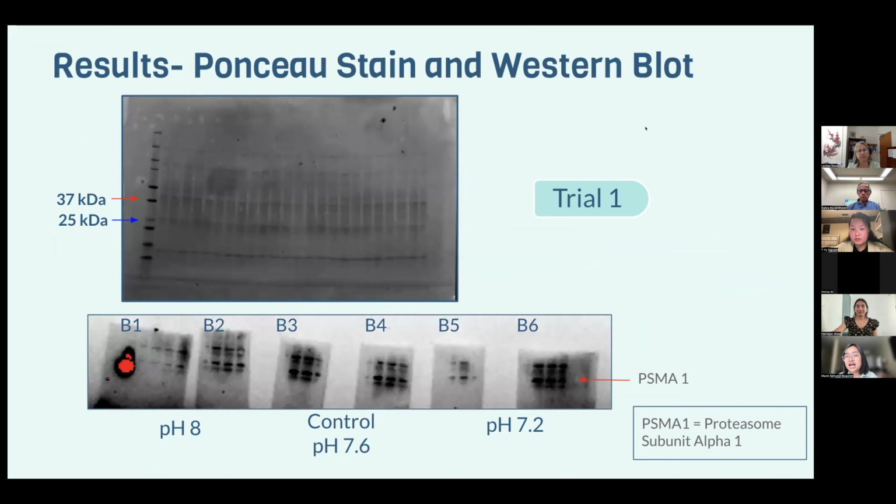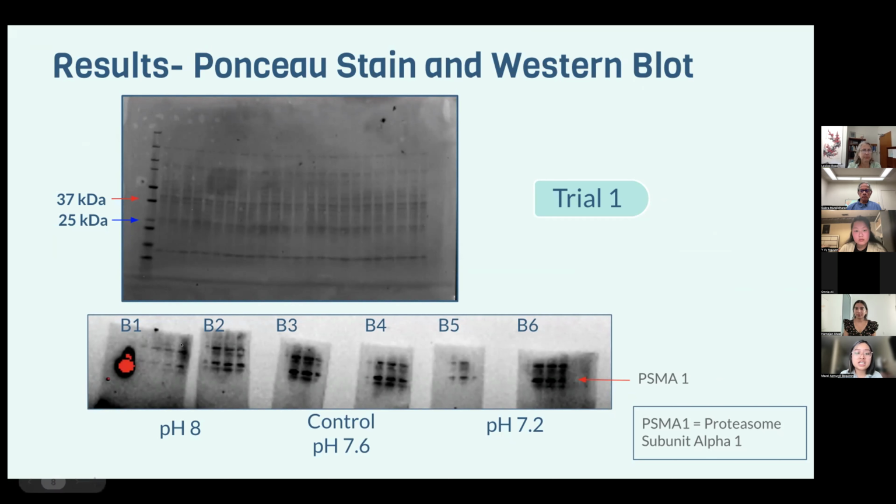Initially I ran a trial, but due to a lot of background and banding, it was non-reproducible. I still wanted to present it, as it is still a relevant result from my recent trials. Here, I cut the membrane at 37 kilodaltons, and then used an antibody against proteasome subunit alpha 1 to detect a specific protein found at 25 kD.